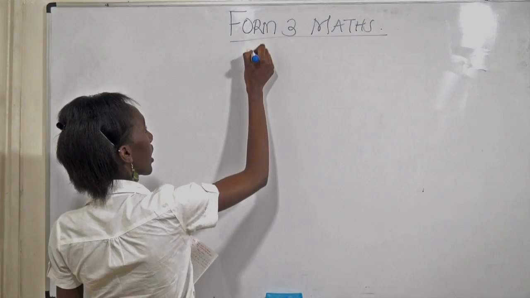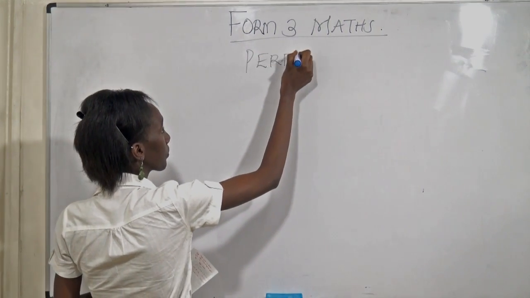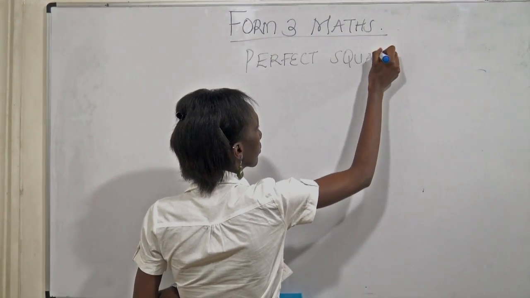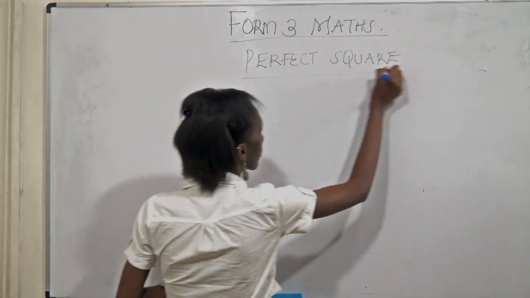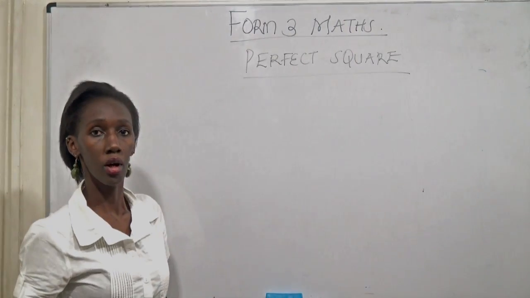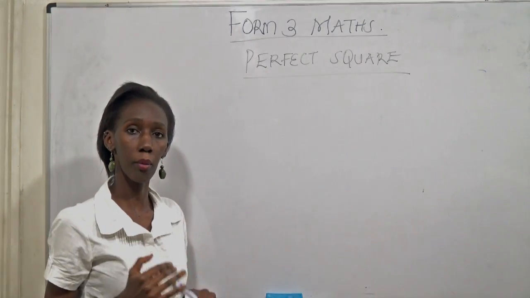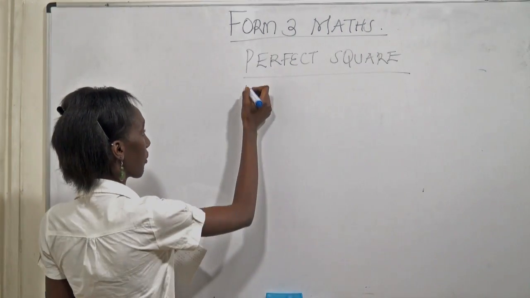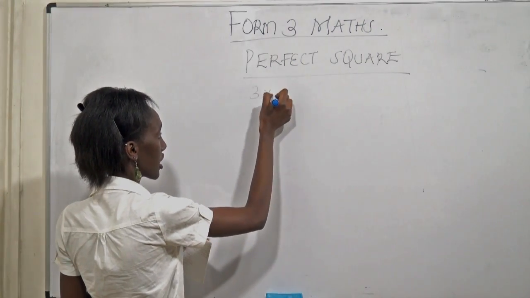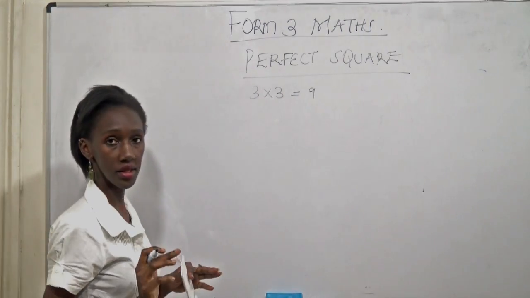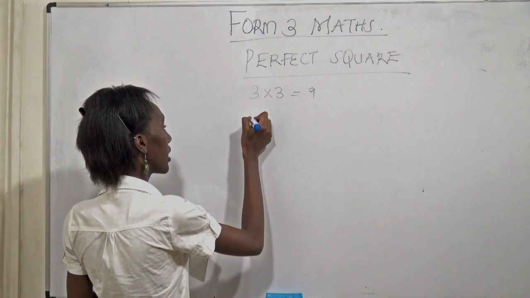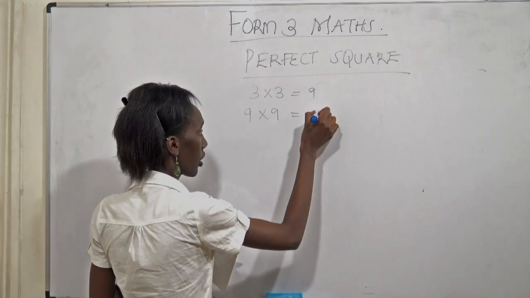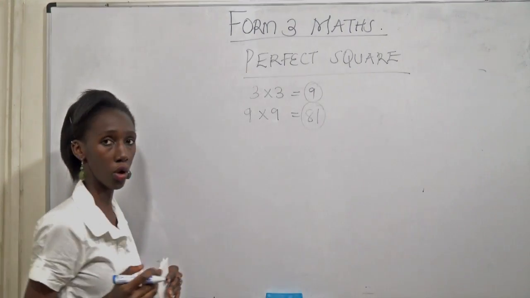So today we are going to discuss a perfect square. When we talk about squares, we mean if you multiply a number by itself, or multiply a number twice, what you get is what we call a perfect square. For example, if I have 3 times 3, 9, we call this 9 a perfect square. If I have 9 times 9, I get 81, so 9 and 81 are what we call perfect squares.